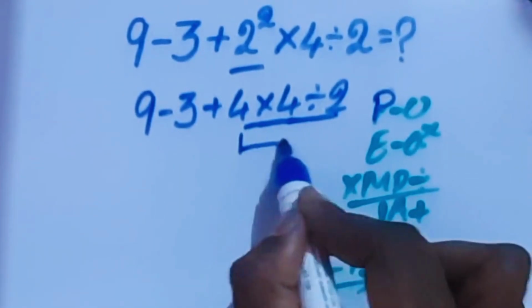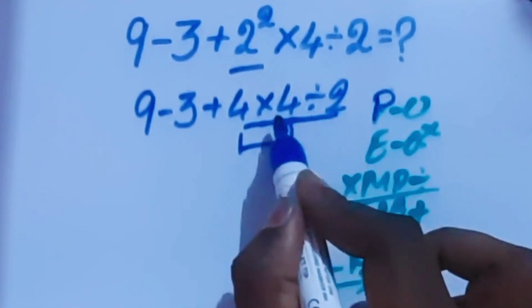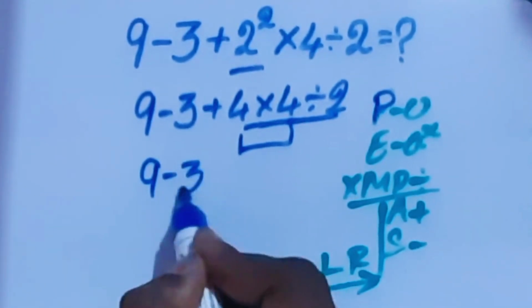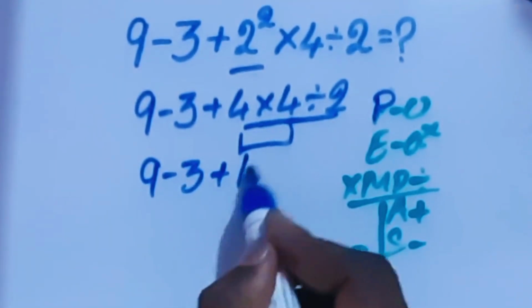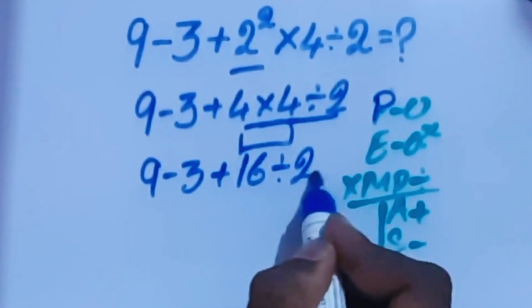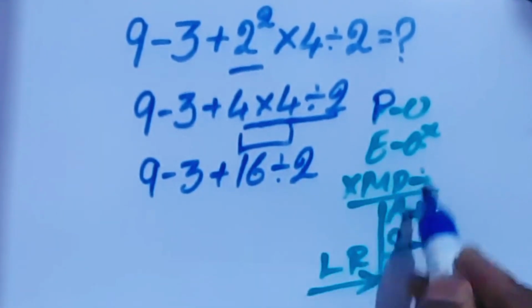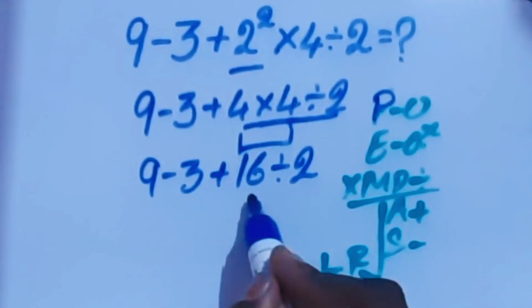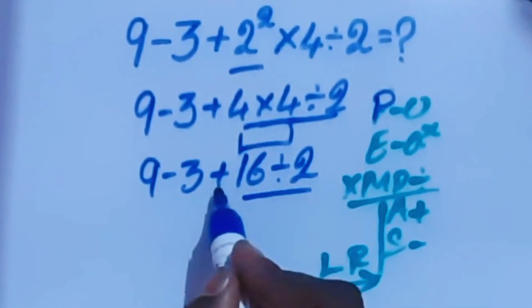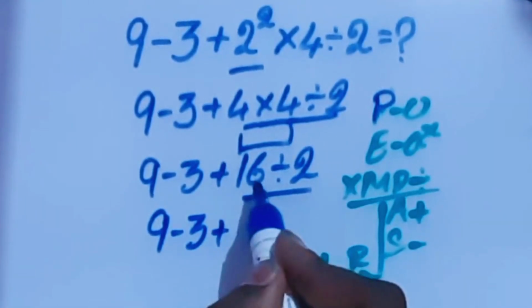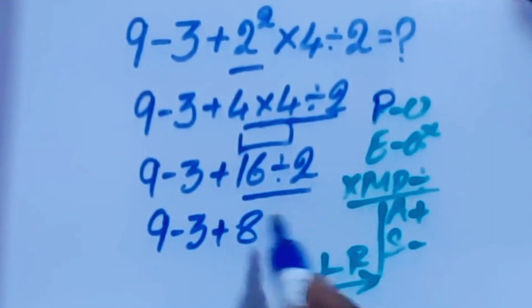Here left to right is 4 times 4. We have to do this 4 times 4 before any other operation. So 9 minus 3 plus 4 times 4 is 16, divided by 2. Here we have subtraction, addition and division. Division is higher priority than addition and subtraction. So we have to do this division before addition and subtraction. So 9 minus 3 plus this 16 divided by 2 is 8.